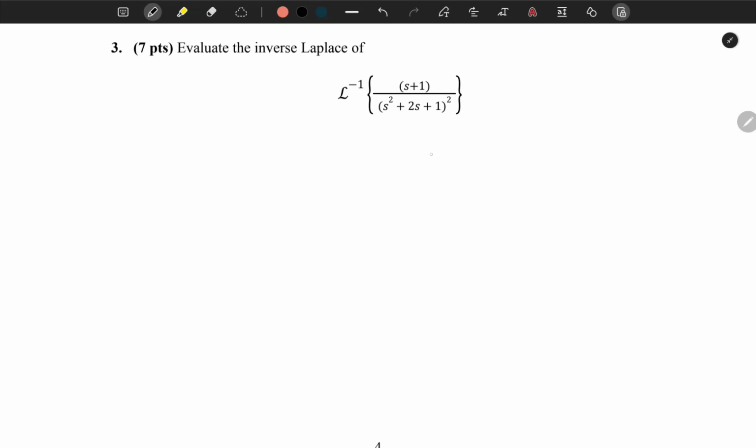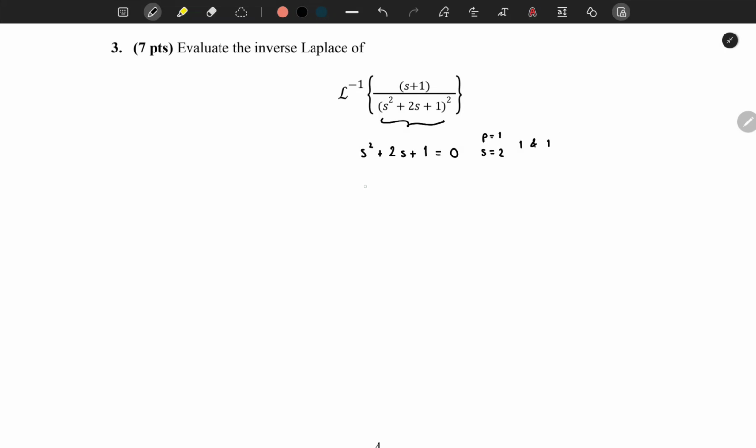We can see that in the denominator, we can probably try to simplify this. So we have s squared plus 2s plus 1. Let's set that equal to 0 and factor. Our product is equal to 1, our sum is equal to 2. The two numbers are 1 and 1, and so this is factorable.